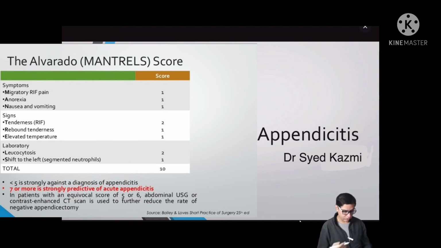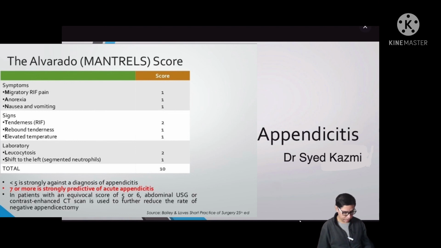So what happens, you've got 10 points. You've got 3 points for the symptoms. If the pain is migratory, starting in the periumbilical region and going to the right iliac fossa, you give 1 mark for that in the history. If the child has anorexia, another 1 mark. And if they've got nausea and vomiting, another 1 mark. So a total of 3 on symptomatology. Then based on the signs, for tenderness in the right iliac fossa, there are 2 marks. If there is rebound tenderness, 1 mark, and 1 mark for elevated temperature. So a total of 4 marks for the signs.